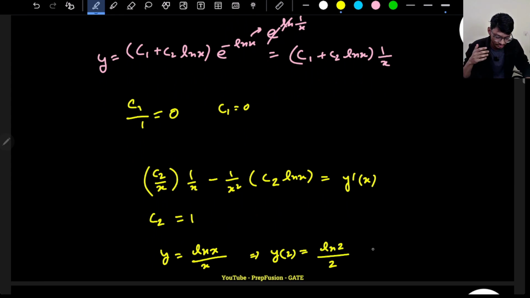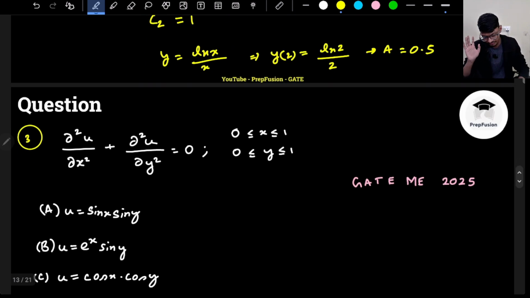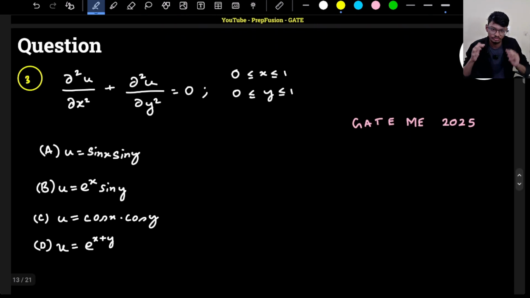Next is again a partial differentiation question. You can solve it in many ways, but the simple thing is you just have to differentiate this twice. Just differentiate any of the function twice and then add, and you will get your answer. I will not solve it because this will just waste our time.